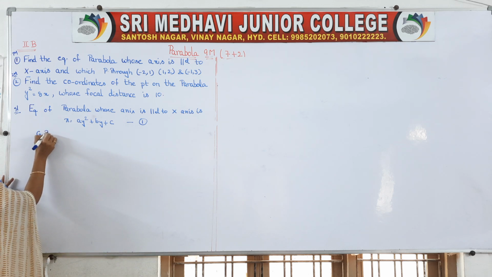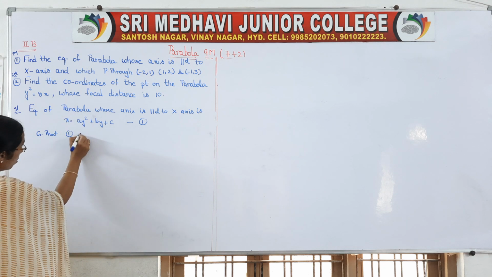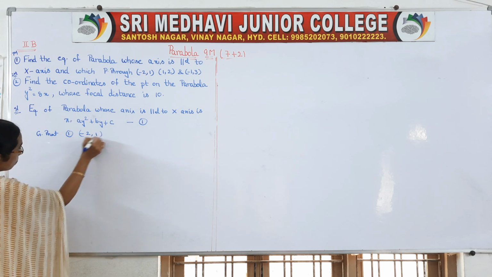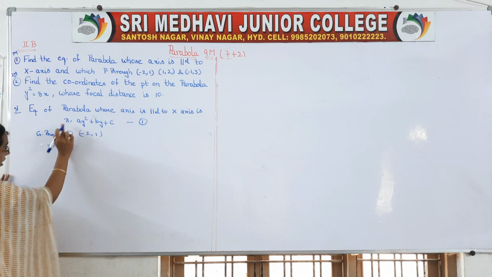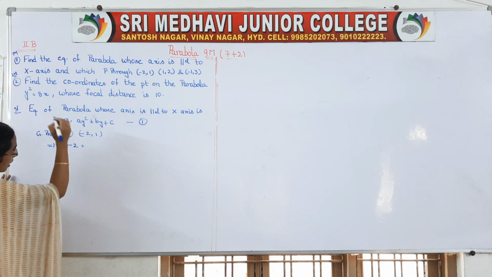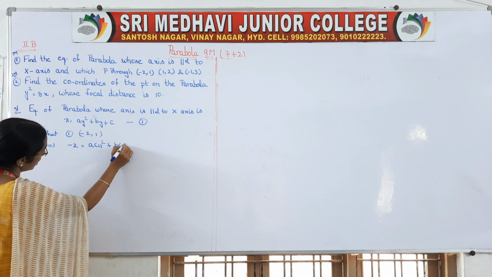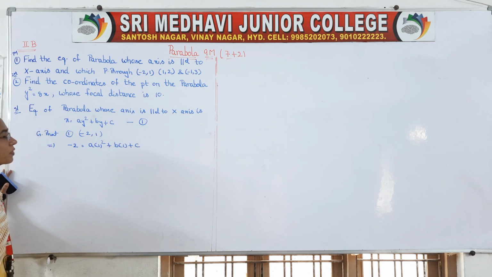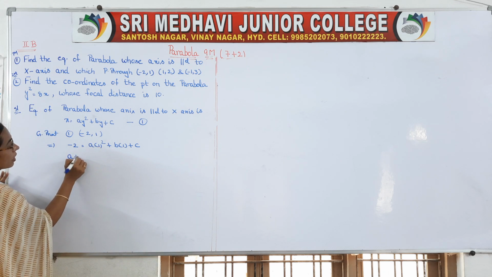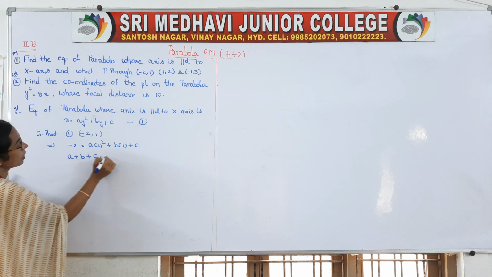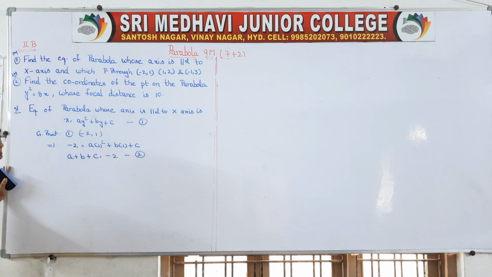Now, given that this parabola passes through (-2, 1), that implies this point satisfies this curve equation. So in x place, the x coordinate, in y place we have to substitute the y coordinate, right? b into 1 plus c. Okay, so 1 square is 1, 1 into a is a. So it is a plus b plus c is equal to minus 2.